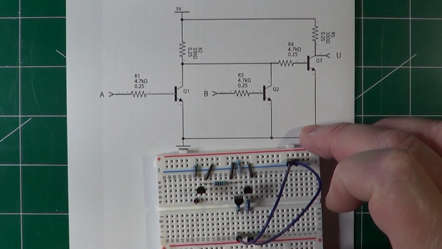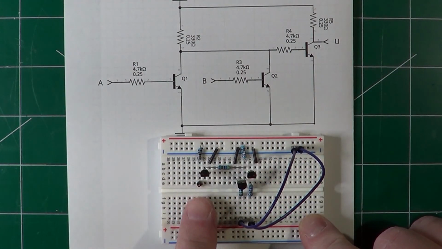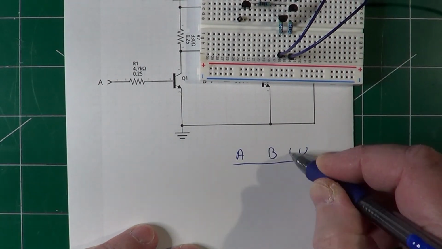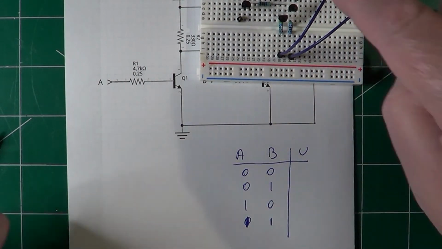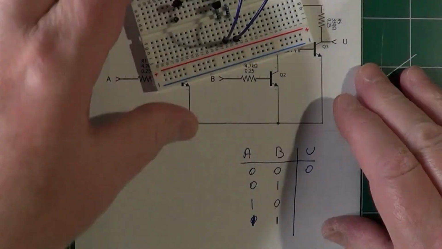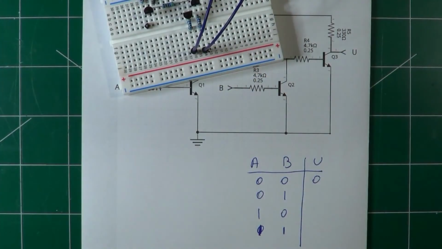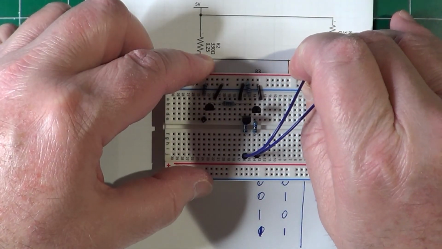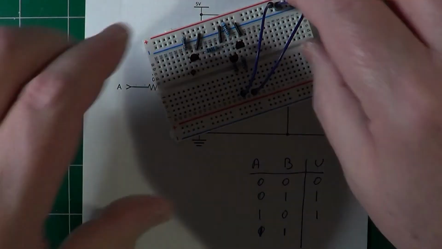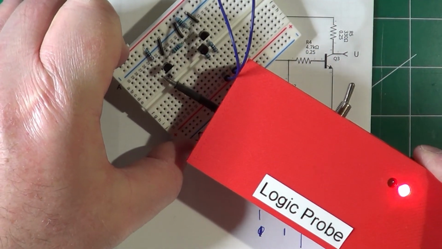This is its implementation. This side is the NOR and this side is the NOT, and together they make an OR. Let's now verify with the truth table. With 0 on both inputs, we have an output of 0. With 0 on A and 1 on B, we have an output of 1. Switching the inputs, 1 on A and 0 on B, we still have an output of 1. And finally, putting both inputs to 1, we have again an output of 1.